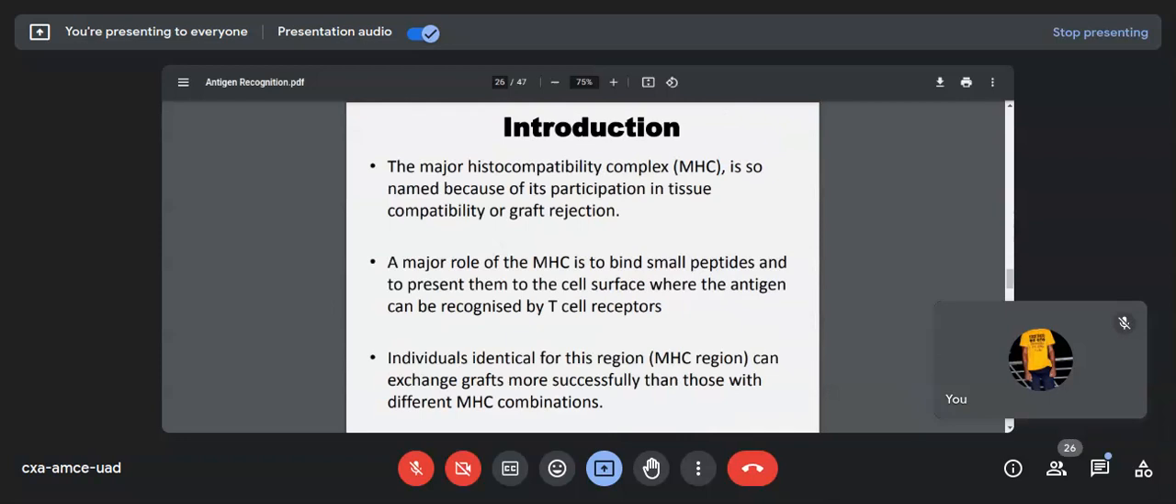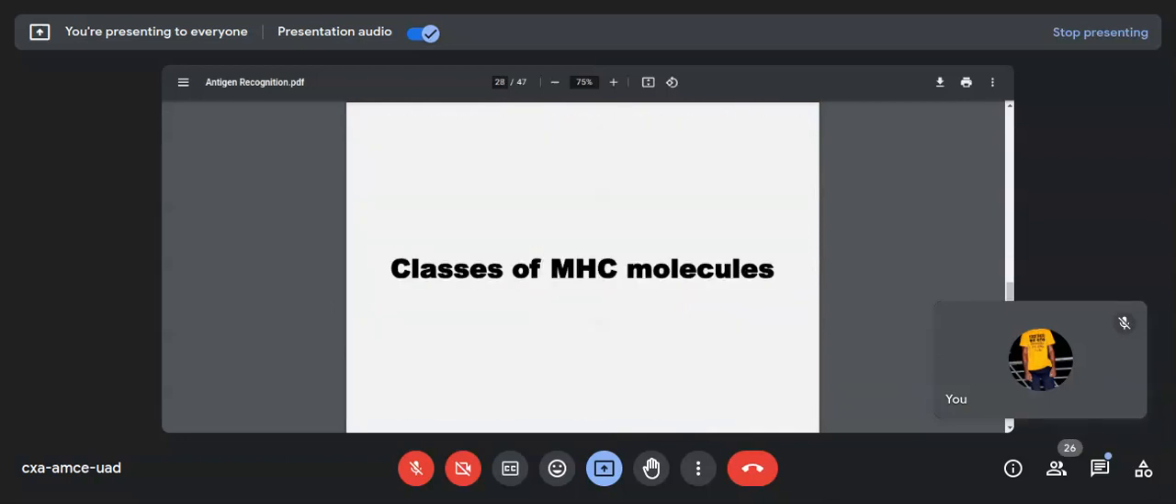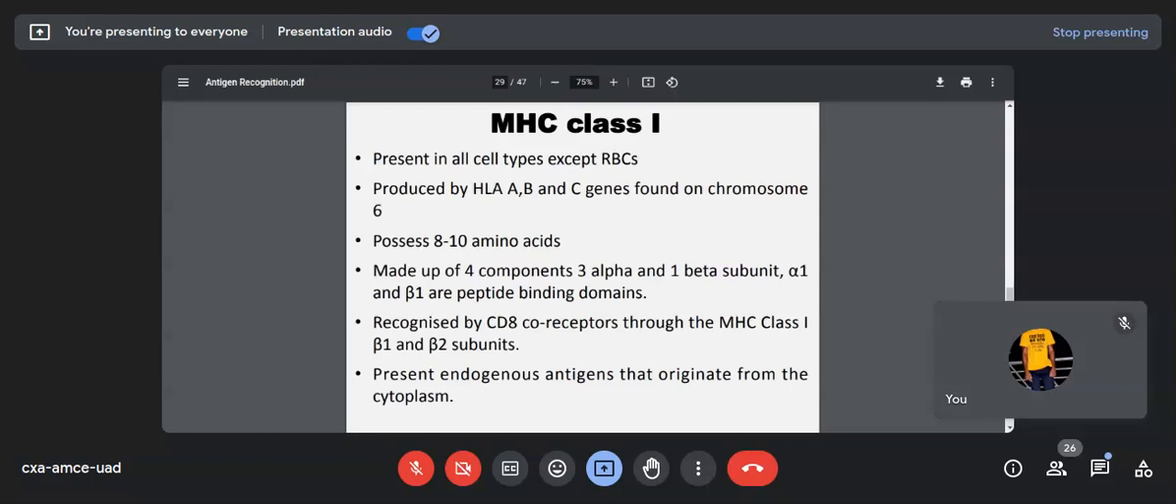There are two types of MHC. I try by all means to simplify them as much as possible. MHC class 1. Where is it? MHC molecules are found on chromosome number 6. I'm sorry to take you back to BIO 140.